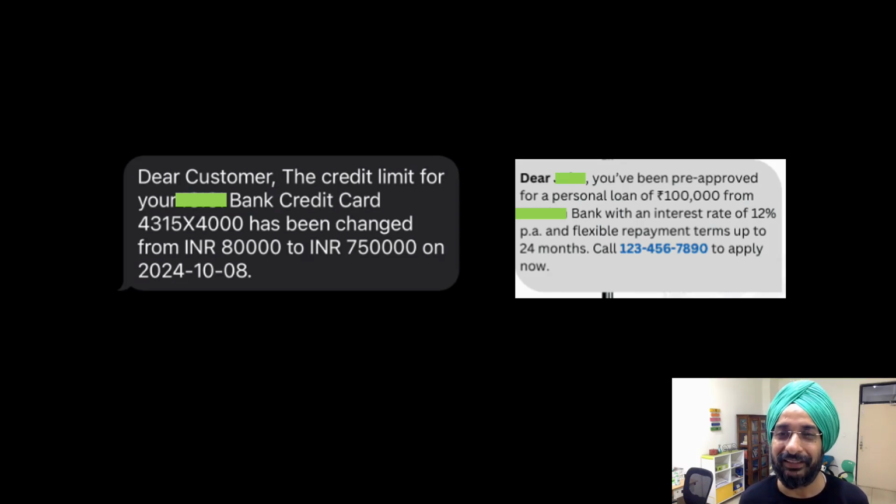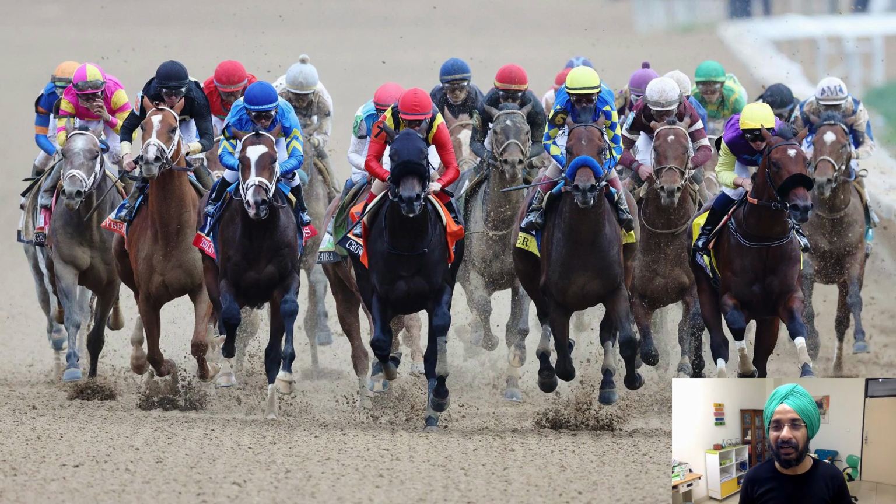Hello everyone. Did you ever get these messages on your phone and wonder how does the bank decide how much and to whom should they be lending money? How should people be deciding on which horse should they be betting money in a derby race? Should they be looking at the physique of the horse, the past performance of the horse, or the ancestry of the horse, or something else?